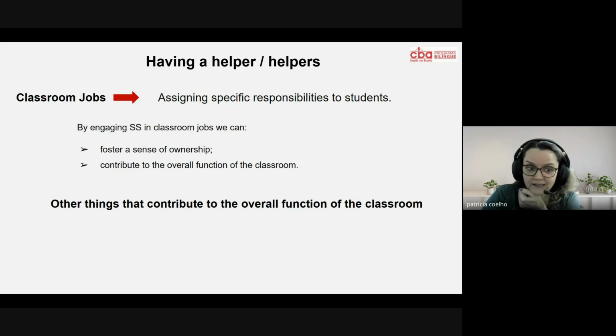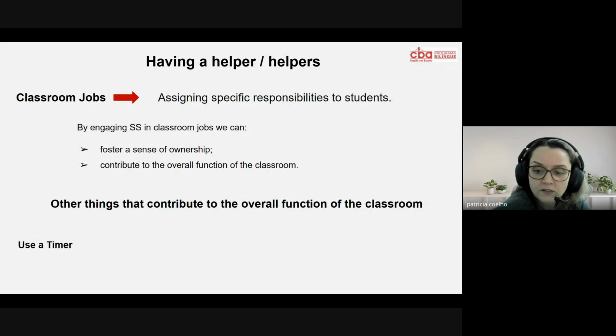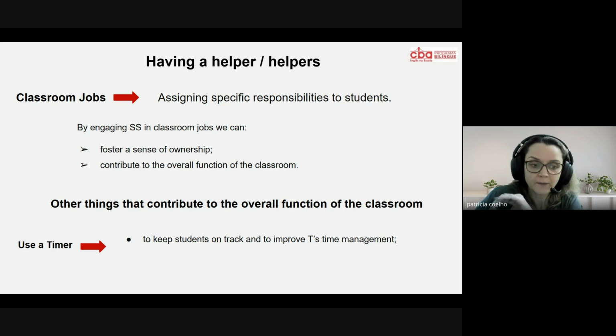Let's talk about other things that contribute to the overall function of the classroom. Use a timer. Have you been using a timer? Who is getting used to timing the students? So you have 2 minutes to read this paragraph. You have 1 minute to complete the rest of the exercise. So maybe in the end, you can share your thoughts, you can share your experiences using a timer. We use a timer to keep students on track and also to improve our time management.